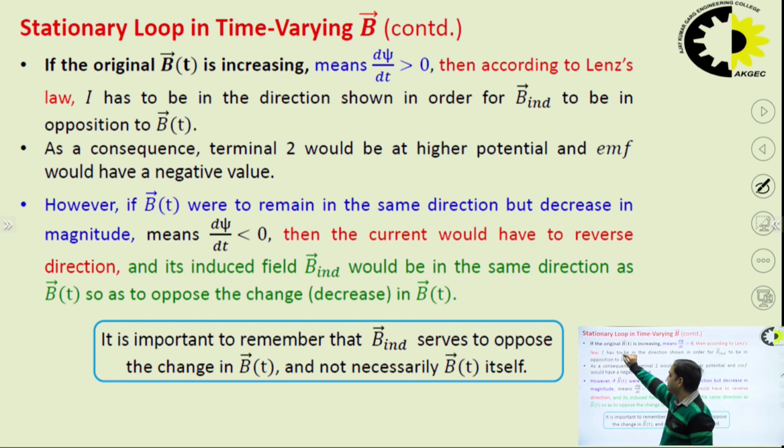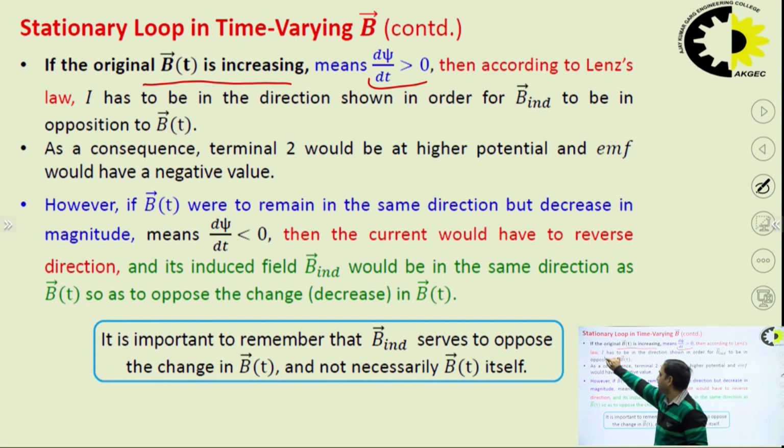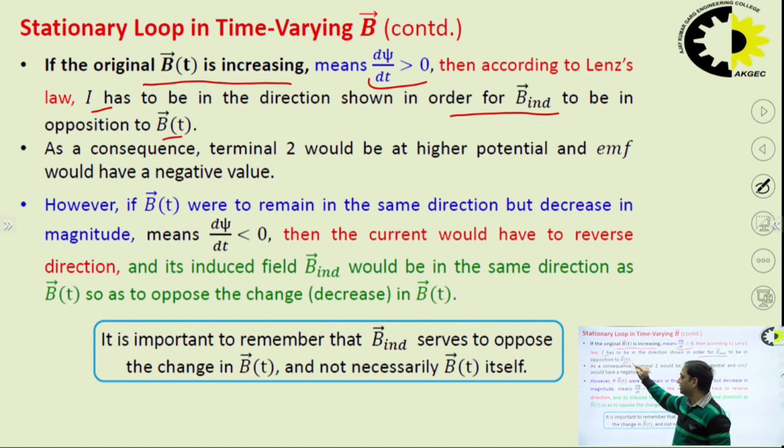So if the original B field is increasing, what is the meaning of that? Del psi upon del t will be greater than 0. This is according to Lenz's law, and here the current I has to be in the direction shown, so that B induced is in the opposite direction of the time-varying B field.